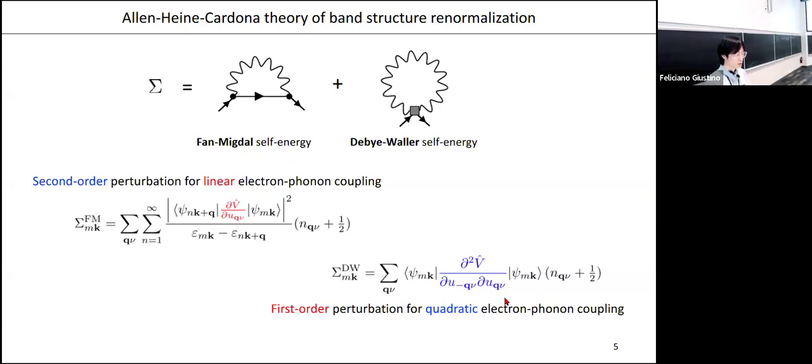And there is an additional contribution which comes from the next order term in the Taylor expansion, the quadratic term, or the second order derivative of the potential. And now, since we are already at the second order, we can just use first order perturbation theory, just the expectation value of this operator with the equilibrium eigenvectors, and that gives us the Debye-Waller self-energy. Adding up these two terms, we get the full second order correction to the electron self-energy within the so-called Allen-Heine-Cardona theory.